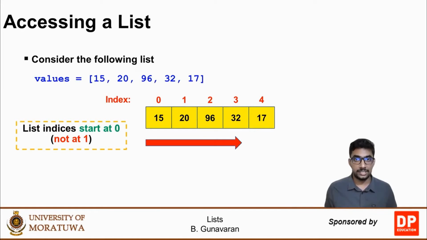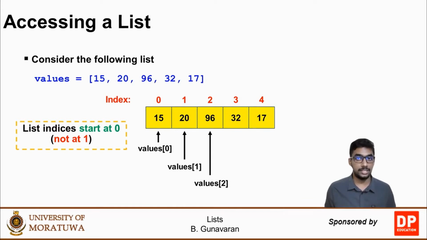One important point to note is that the first index is not 1, but 0, and the indexes are considered from left to right. Therefore, the value 15 is at index 0, the value 20 is at index 1, and value 17 is at index 4. The standard way to access a value at a specific index is to call the name of the list, values in this example, followed by the specific index within square brackets as shown here. Therefore, if you want to access the first value, you call values[0], and if you want to access the second value, you call values[1].